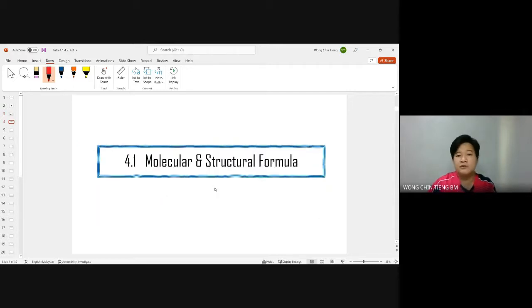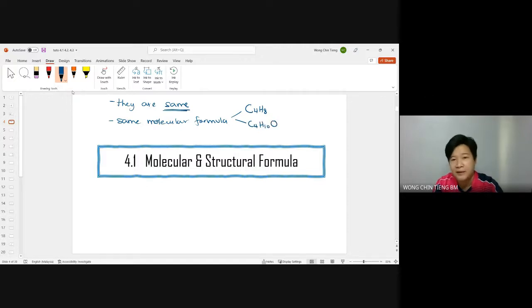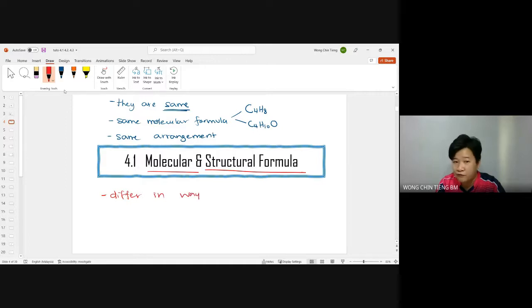Okay, so talking about molecular and structural formula, there are a few things I want to remind you. They are the same. They have the same molecular formula. What does same molecular formula mean? For example, if the number of carbons is C4H8, it will have C4H8. If it holds C4H10O, it will hold the same thing. And even they have the same arrangement. They are basically the same. And you know what makes them different in molecular or structural formula that we are going to learn today? They only differ in the way of writing.